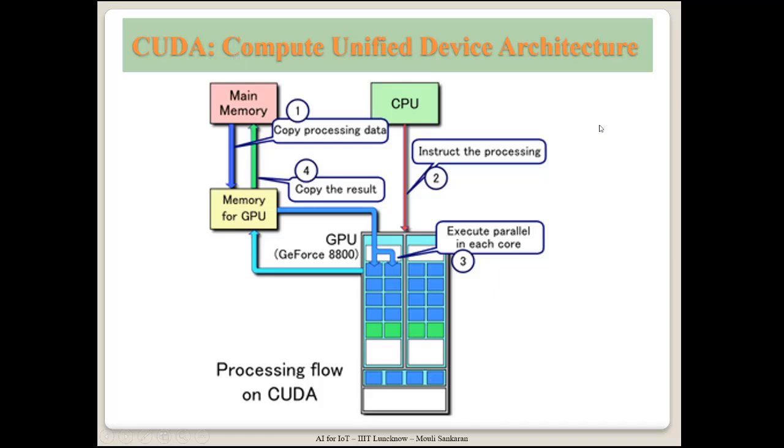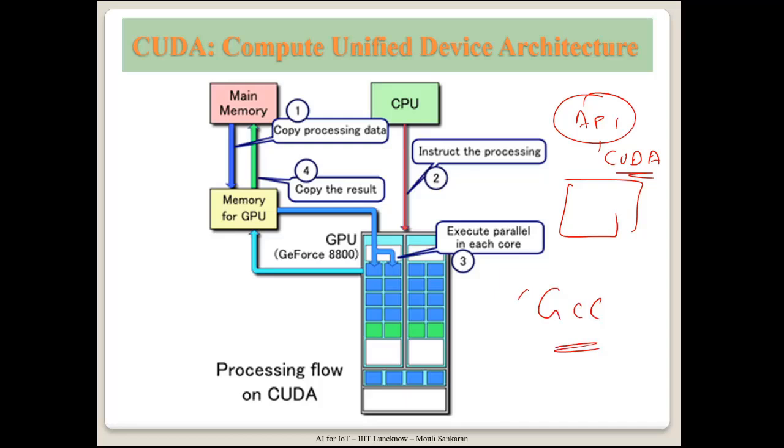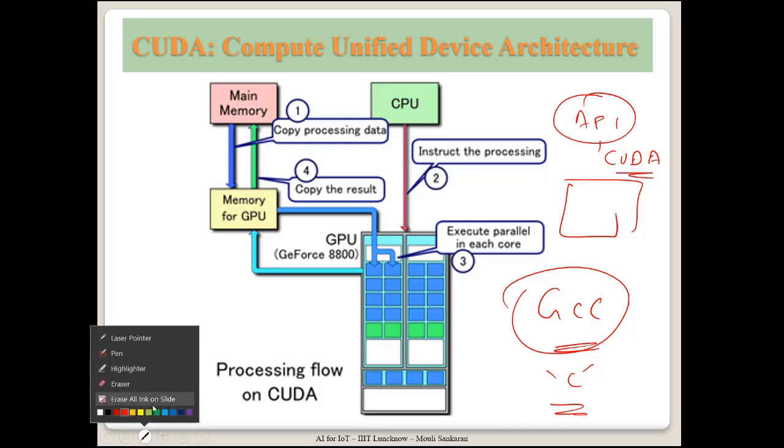CUDA is an architecture, an API. It's a software API associated with the hardware implementation underneath. This is NVIDIA's API. It is a set of tools and APIs similar to GCC in the C world. If you are using GCC, you have the compiler, linker, and other tool set; similarly CUDA is the tool set for graphics processing. That much knowledge is enough right now.